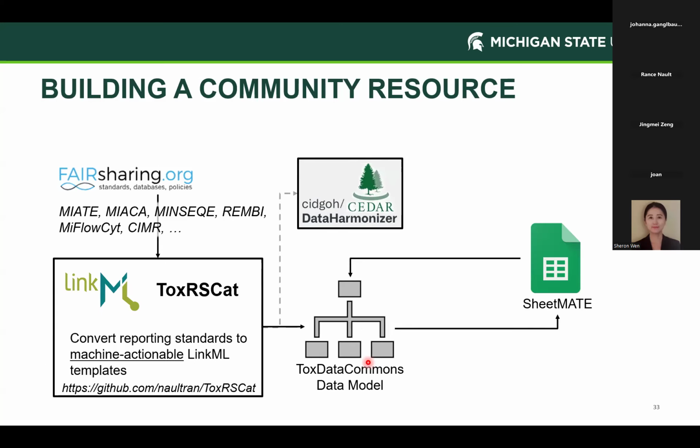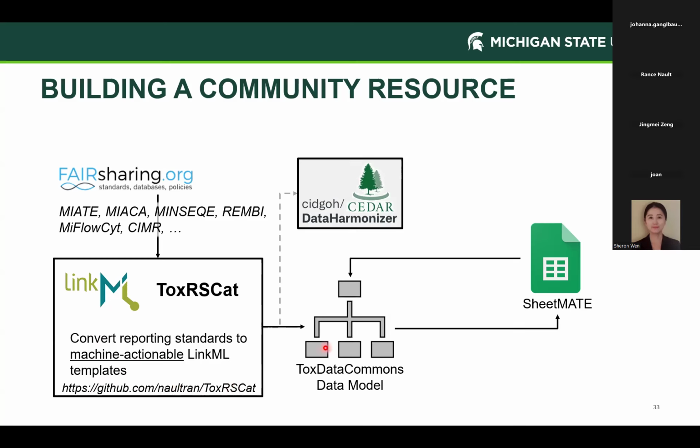So we set out to build another community resource. And again, we're basing this on standards that we find in FAIR sharing. So I list a few other reporting standards here. And we worked on making them machine actionable, right? Readable by machine. So using LinkML, which is a way to format these standards, saying what do we need. And this is available on our GitHub. You're welcome to take a look at that.